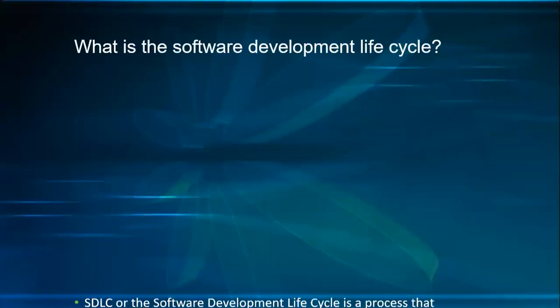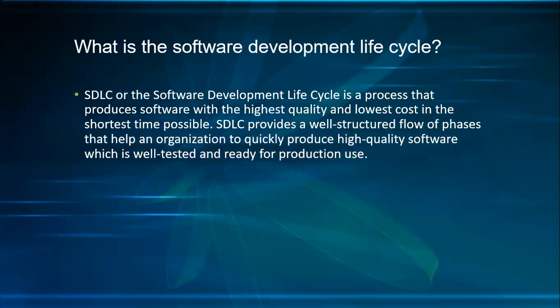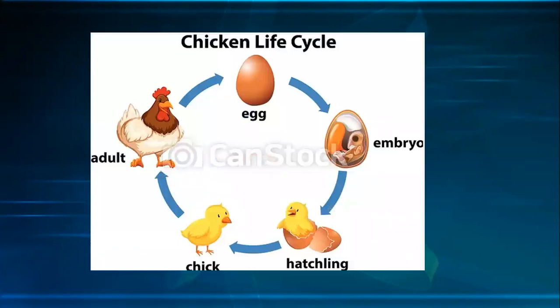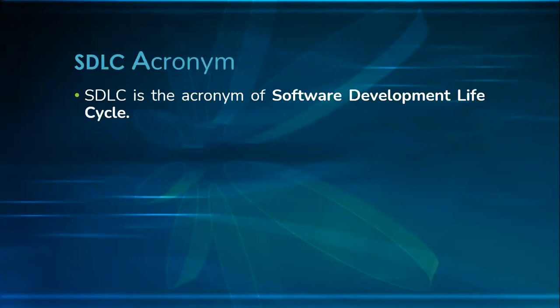I believe you understand. This is just a definition of SDLC, software development life cycle. I said it's a process that produces software with the highest quality and low cost in the shortest time possible. I explained the life cycle using the life cycle of a chicken as one example, and I also did one using human beings.